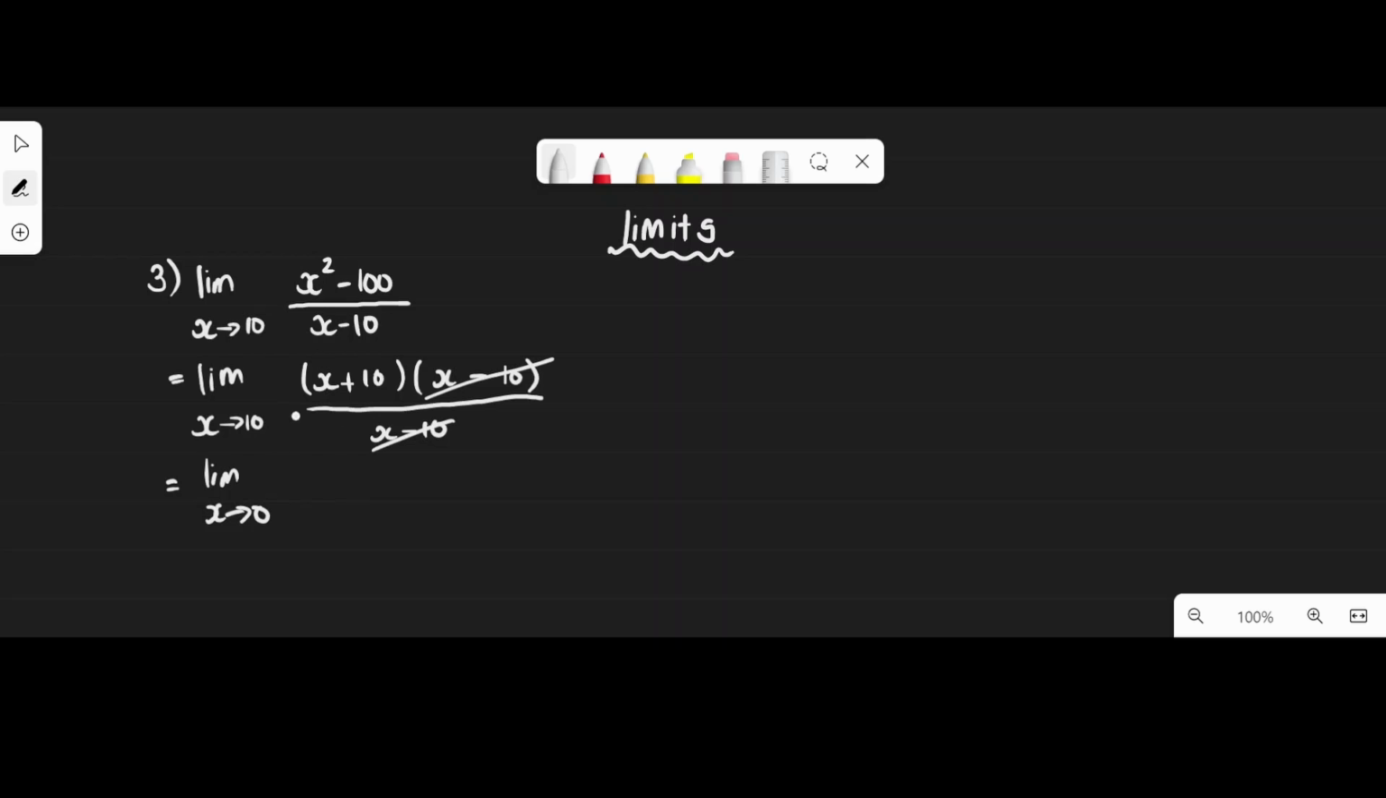Then you're going to say what's remaining. You're going to have x plus 10, right? So now we can actually substitute the 10 inside here. So you're going to say open bracket 10 plus 10. It's going to give you what? It's going to give you 20. And that's going to be your limit. Your limit is equal to 20.